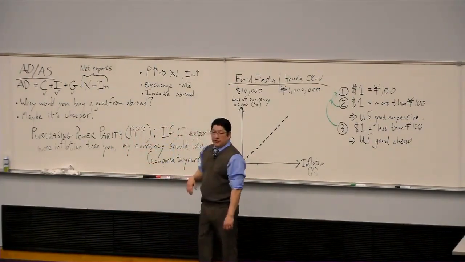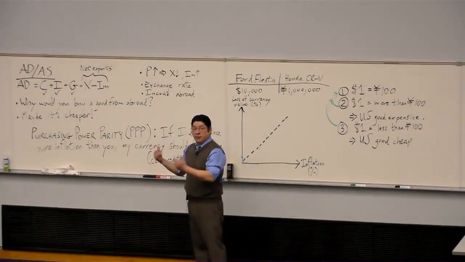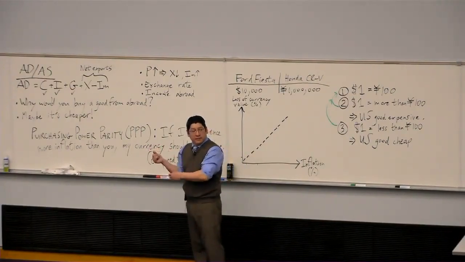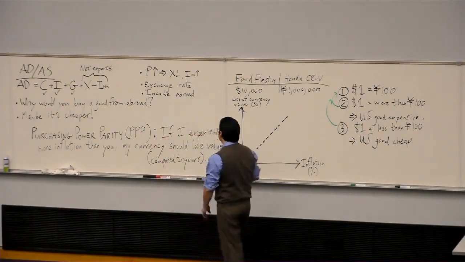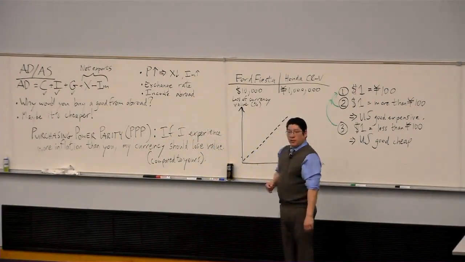And of course the opposite could happen, right? What if your trade partner is doing extremely well economically? That's going to spill over to you because they'll demand more of your exports and will increase aggregate demand. Okay, any questions, comments, or thoughts?